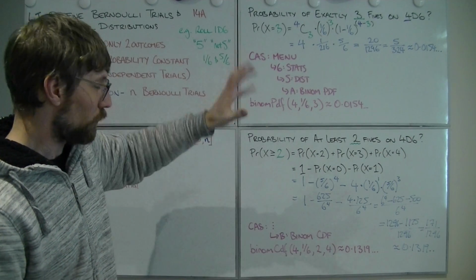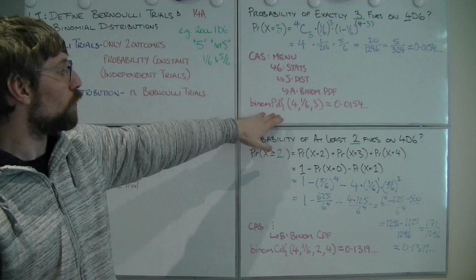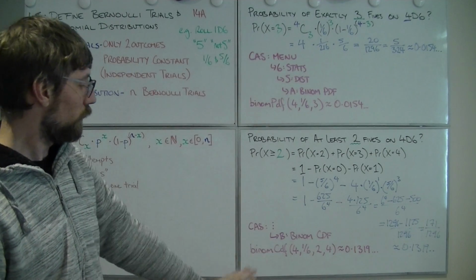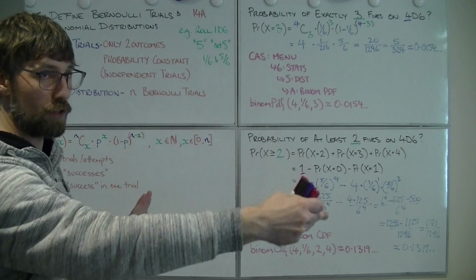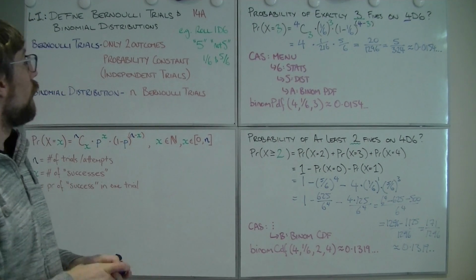So just for your notes, PDF is when you want a specific number of outcomes. CDF is when you want a range of outcomes. And that's that. That's 14A.